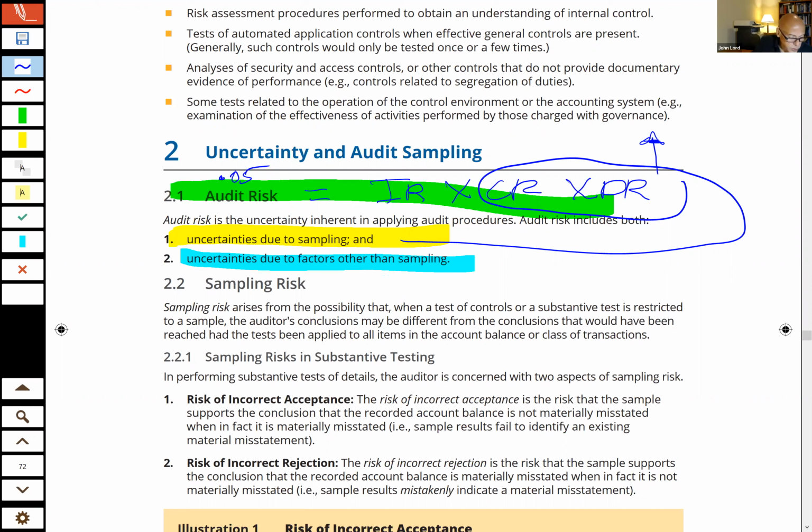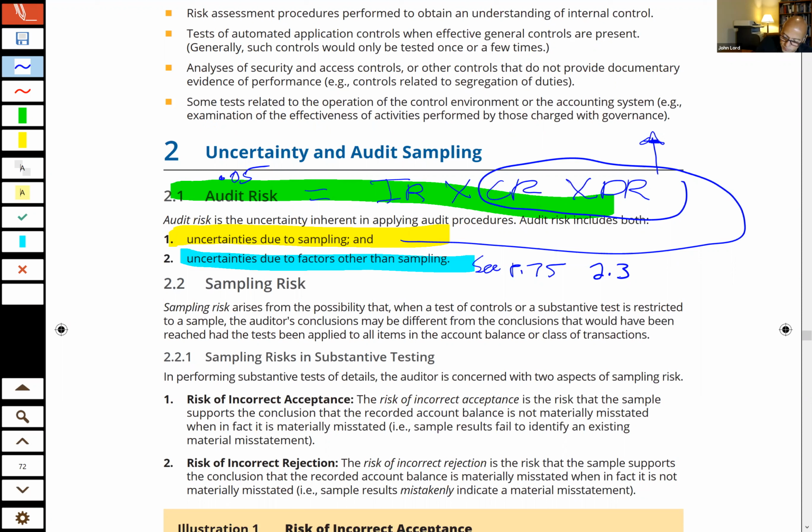Now there are factors other than sampling issues, and I'm just going to ask you to put C, page 75, item 2.3. Okay, we'll get to that in a little while, but that's where they call out those things. But that's what we're talking about. How does sampling risk affect our audit risk? It affects it by affecting my control risk and my detection risk.